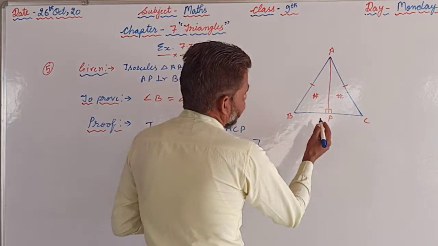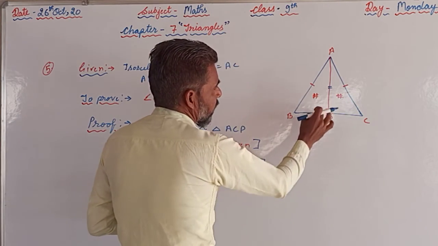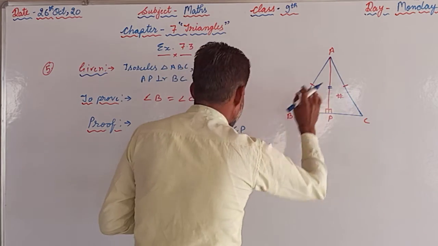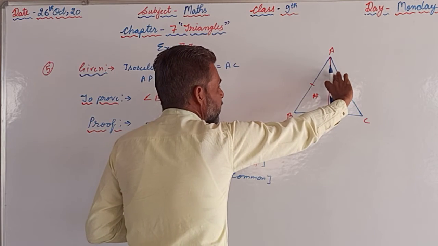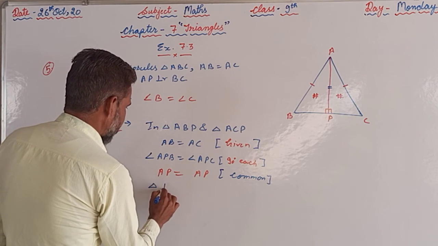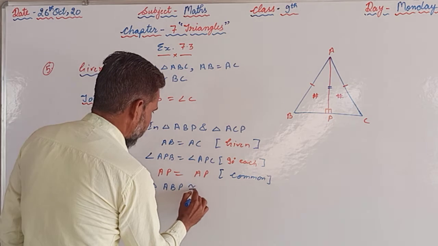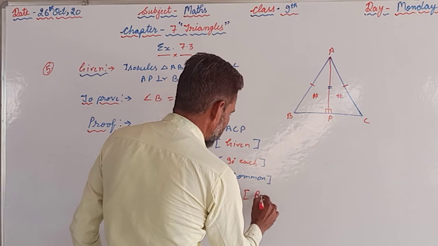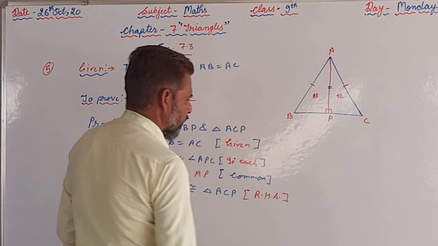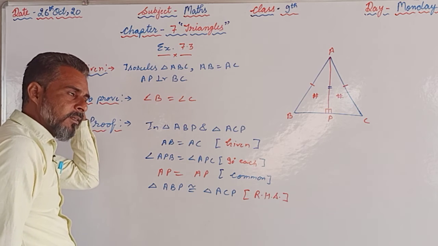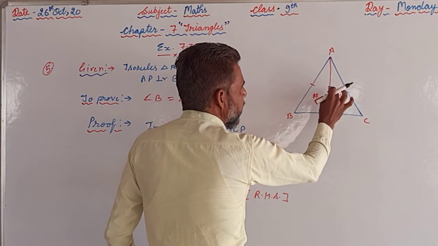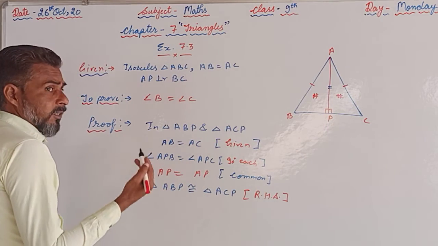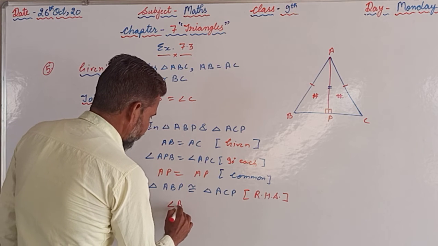So here the right angle and the side opposite to the right angle, that is the hypotenuse, are also equal. And the third side is common, so we can say that triangle ABP is congruent to triangle ACP by the congruence rule, that is RHS, right angle, hypotenuse and side. So after that, if the triangles are congruent, then we can say that corresponding parts will also be the same.